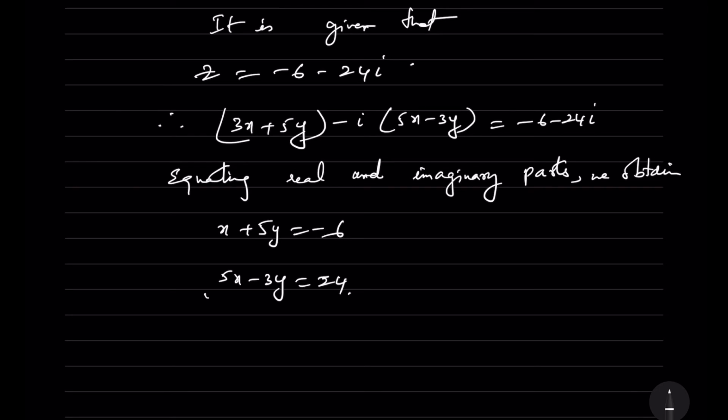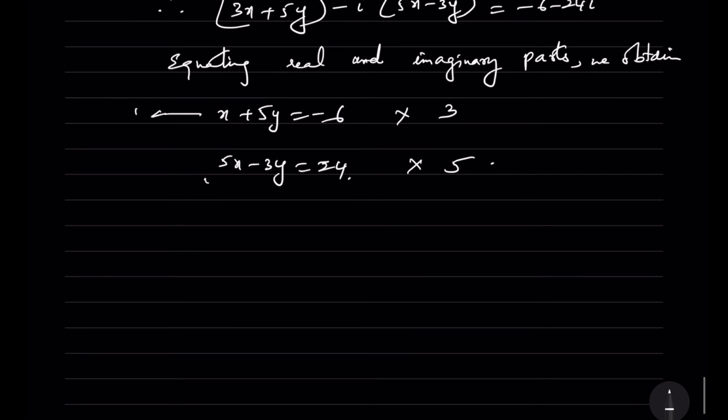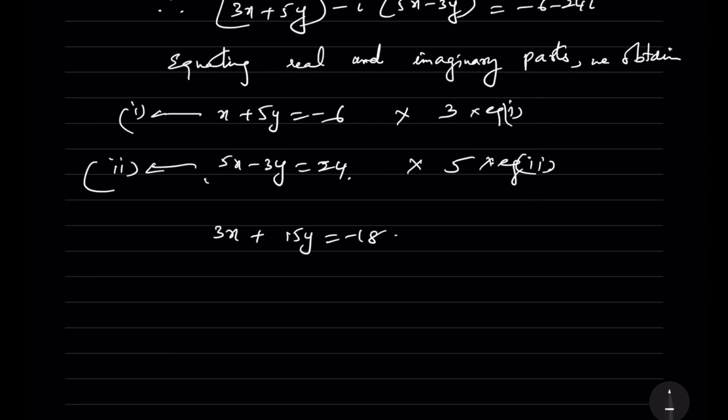So here you can multiply the first equation with 3 and the second one with 5. So what will we get here? Multiplying 3 into equation 1 and 5 into equation 2, you will get 3x plus 15y is equal to minus 18, and 25x minus 15y is equal to 24 into 5, which is 120. So therefore this will get cancelled.